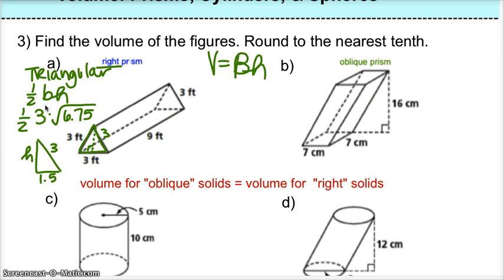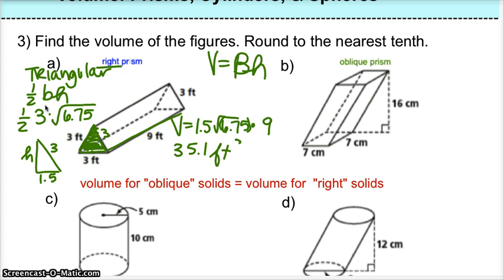So I'm going to move that over here and call it volume equals 1/2 of 3 times height. It's the height of the solid. If you were to stand it up on its triangle, how high into the air is it going? 9. Grab your calculator, make sure in your calculator you're closing that parenthesis within that square root, and I ended up with 35.1 feet to the third.